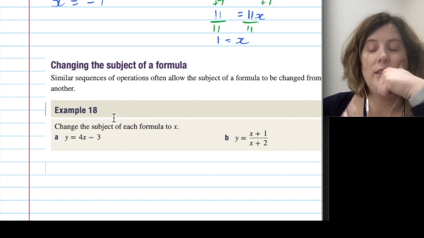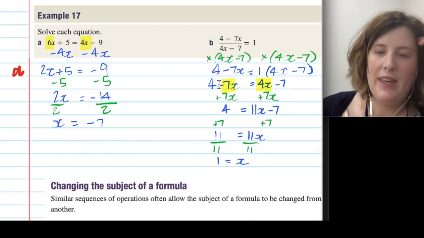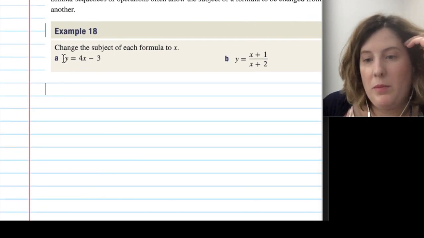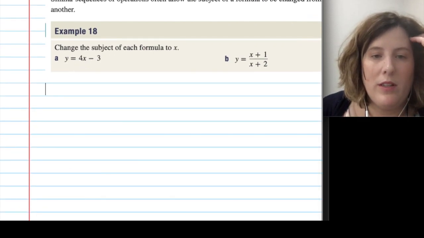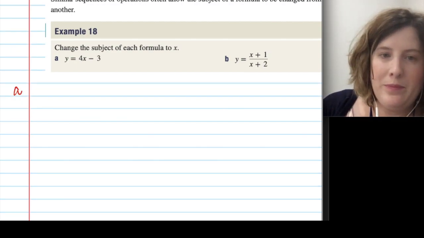So we're going to fiddle around with these, even though we don't know what this is. We're going to fiddle around with these until we end up with x equals something, just like we fiddled around with these until we end up with x equals something. Here we had an actual number for x. Here we're going to have an expression. That's the only difference.